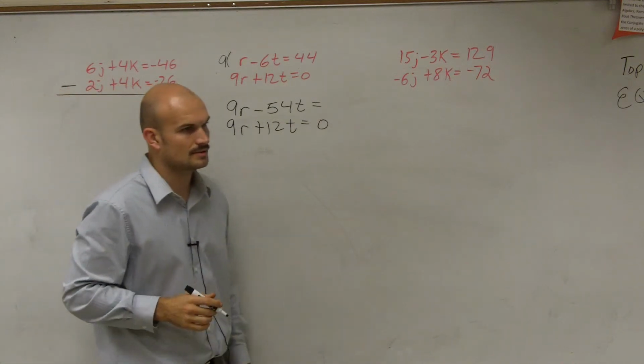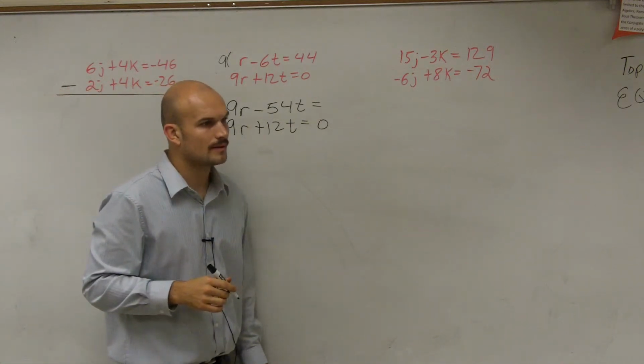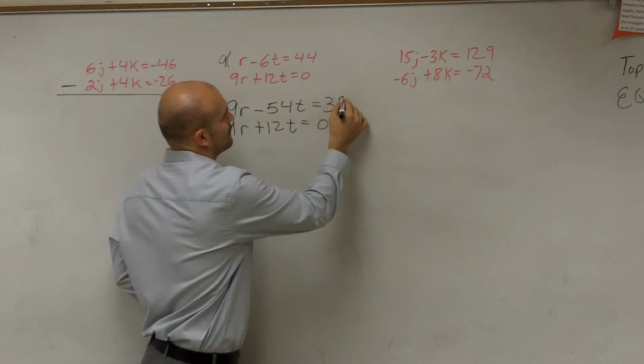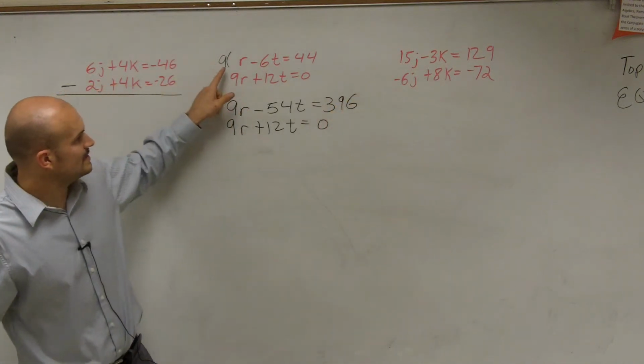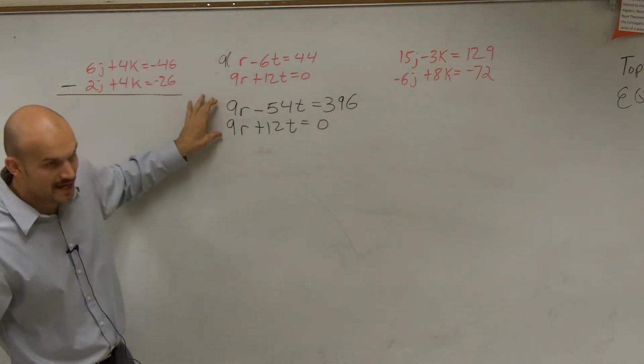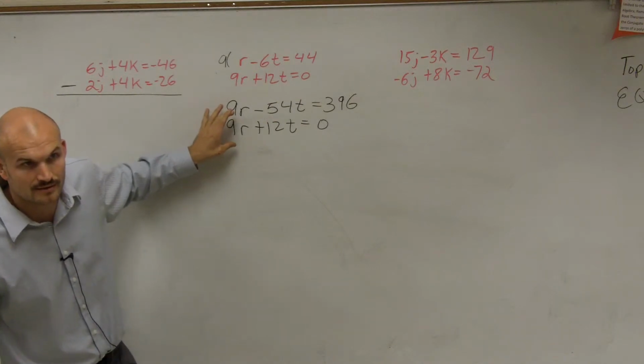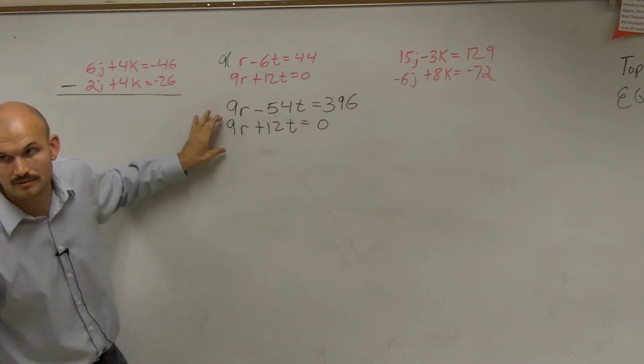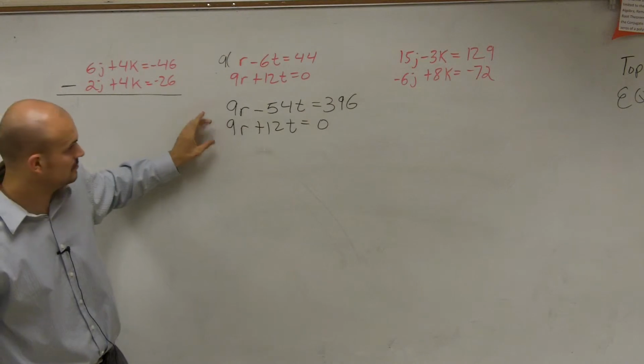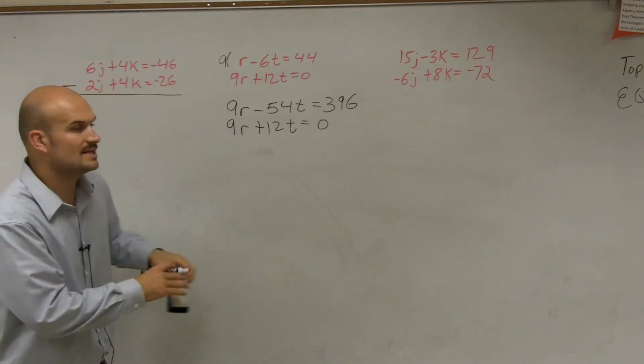Did you get that? You said 9 times 44? Yep. 396. OK. So by multiplying the top by 9, do you guys now see they have the same? And what would I do here? What could I do? You could subtract, right? You could just subtract the 2 equations. But that's not the only way.